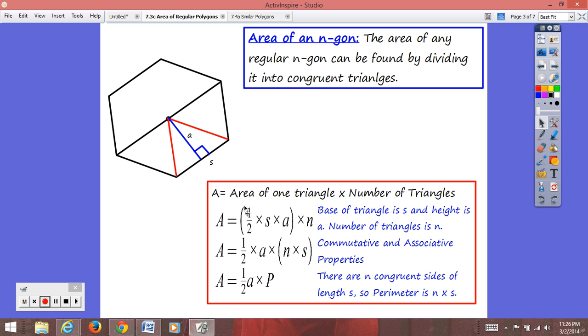So then A equals 1/2 S, our side length, times a, that's our height of this triangle, times n, our number of sides. Like it says here, the base of a triangle is s, the height is a, and the number of triangles is n. Moving on, A equals 1/2 times a times n times s, and we got that just by using the commutative and associative properties, moving things around.